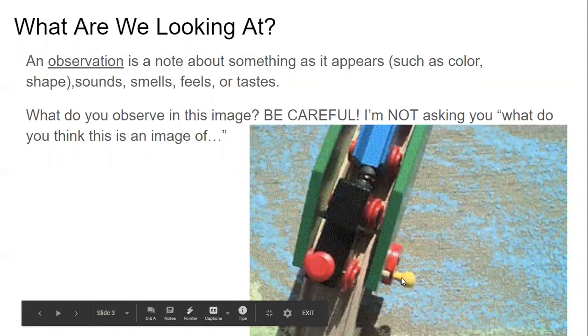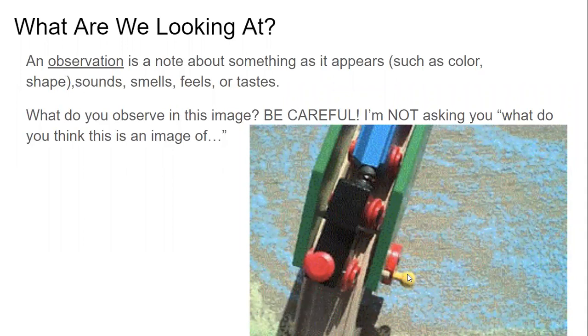There is a yellow irregular shape here. Notice how I'm not saying what I think this is. I'm just commenting on the things that I can see, the shapes of things, what the texture of those things might be like based upon their appearance.